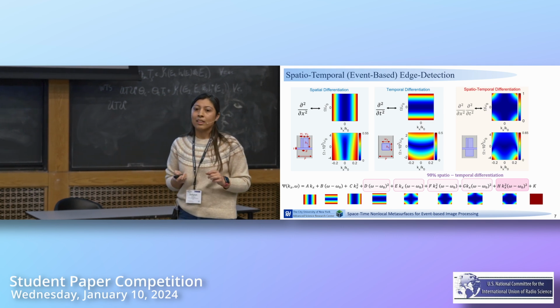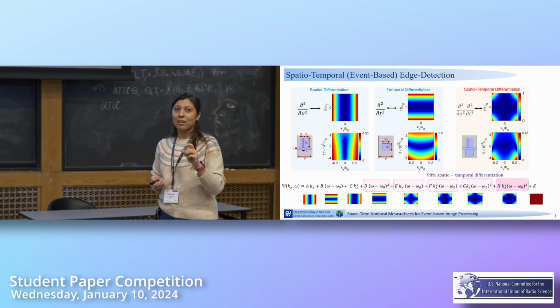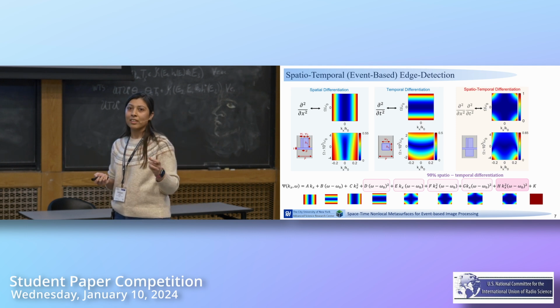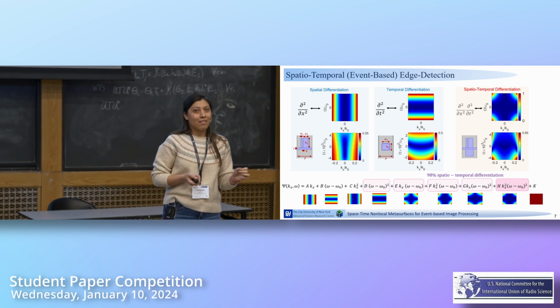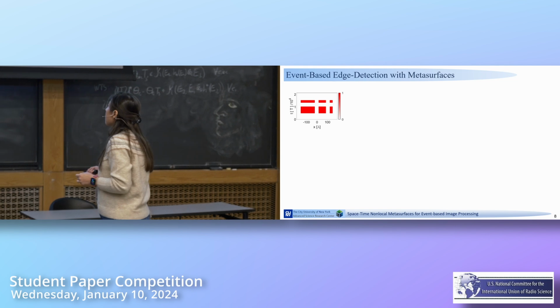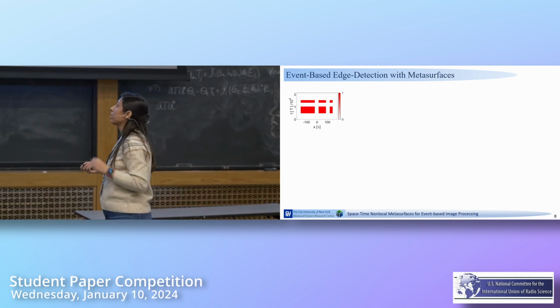Here I want to stress that this is a thin subwavelength film of silicon, nano pattern. The overall thickness is less than 1 micrometer, and it's completely passive, and it's doing event-based edge detection. So now let's test the performance with some scenarios.